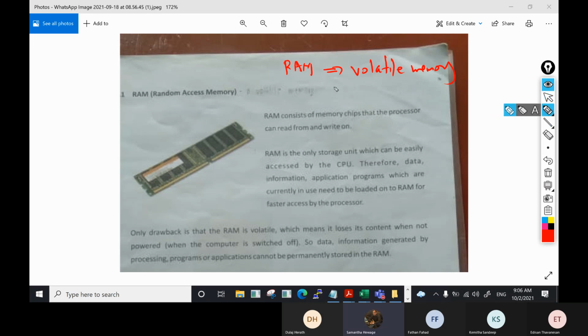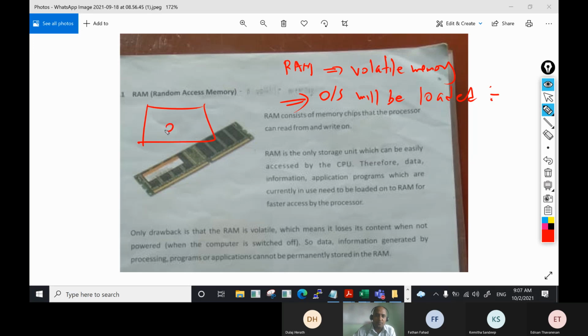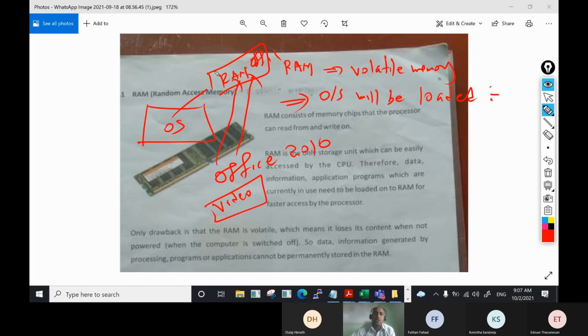I said that our operating system, the OS, will be loaded. Why will this OS be loaded? When the machine is switched on, first of all the OS will be loaded to the RAM. Assuming that you are opening Office, say Office 2010, for example, this will again be loaded to the RAM. If you play a video in a VLC player, that also is copied to the RAM.